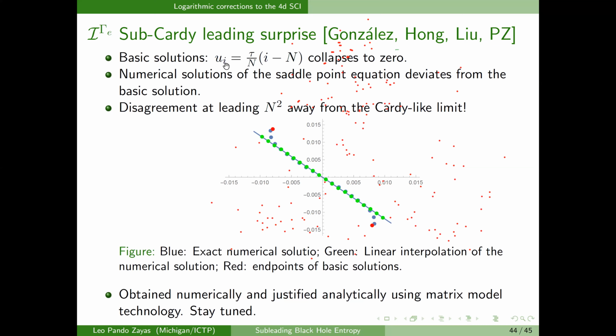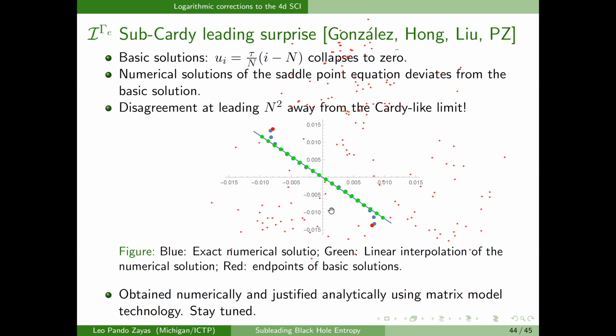Now, this basic solution is essentially distributed along this line, so it should go from this red dot to this red dot. And this is not what we're getting numerically. Numerically, we're seeing that there's a difference in the solutions as soon as you move to tau different from 0. We first noted this numerically, but now we even have an analytic understanding of what this difference is.